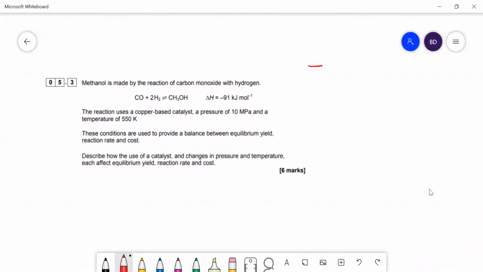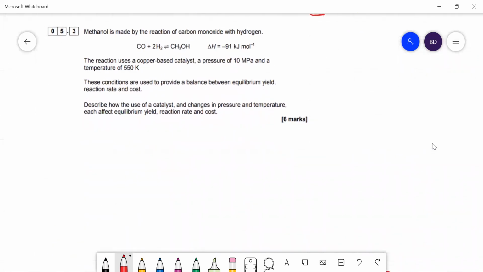Okay, now this is an equilibrium question, a long 6-mark question. So these sort of 6-mark questions, of course, you don't get 1 mark per point. It's kind of an overall impression mark you're going to get.